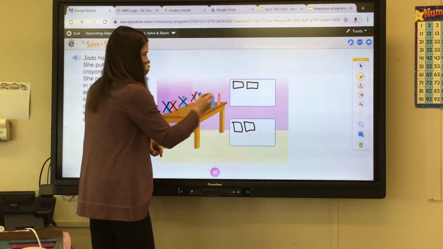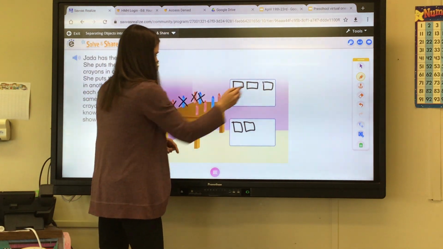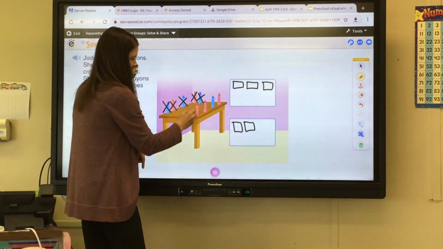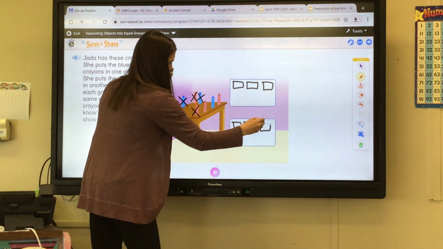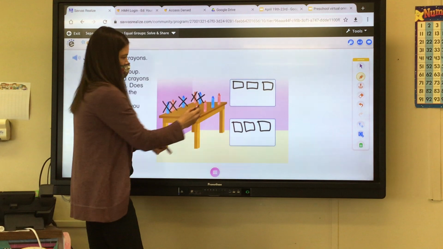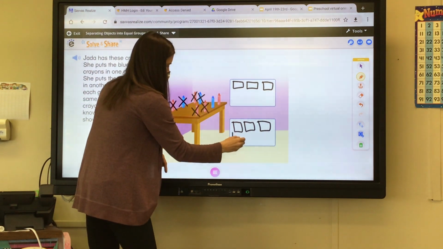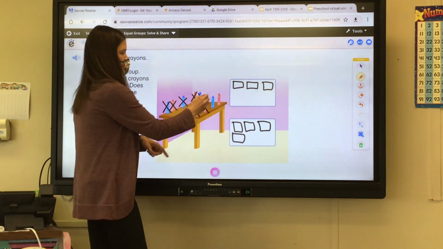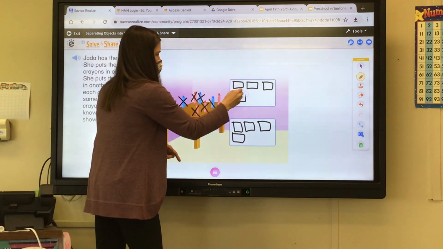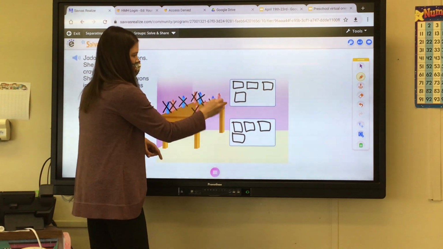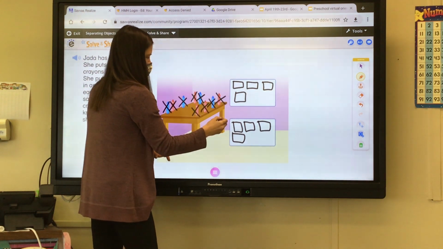Next to it's a blue. Put blue up here. There's another red. Another red. Another blue. And another red.